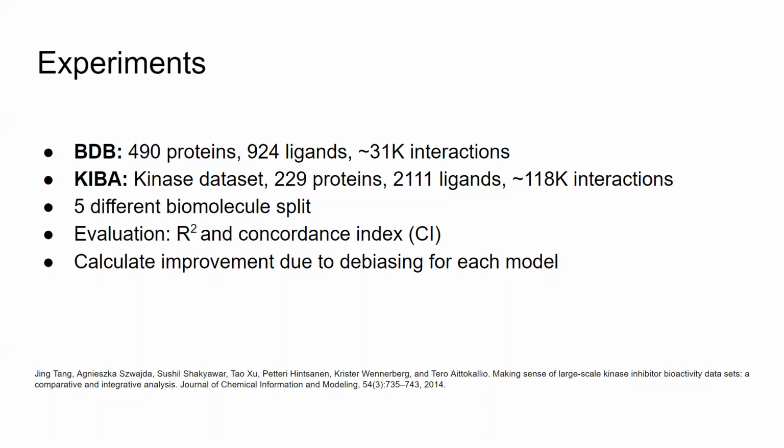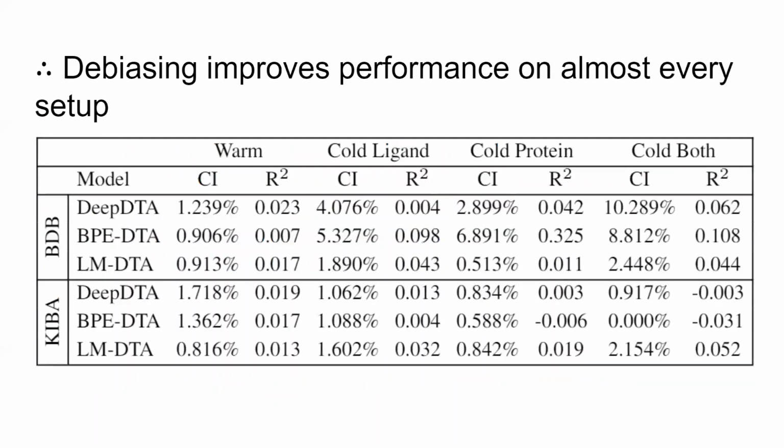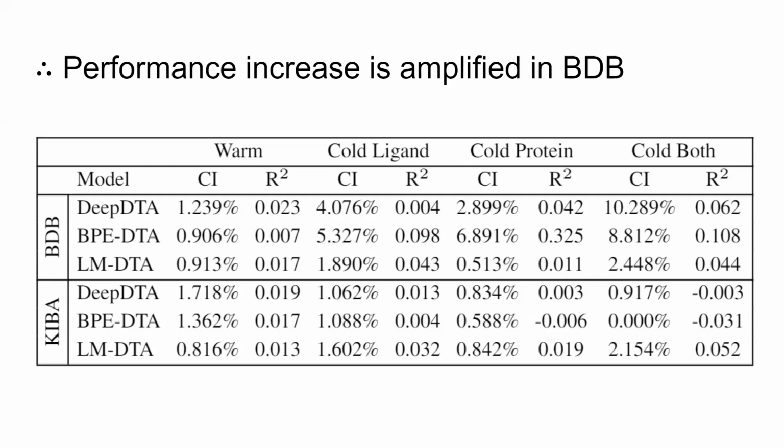We then calculate the improvement due to debiasing for each model weak learner pair. We observe that debiasing improved performance on almost every setup for all models. Noteworthy, the performance increase is not only observed on the cold test sets, but also in the warm test set, even though debiased DTA aimed to increase the performance for cold biomolecules. We also observe that the performance increase is amplified in BDB. We relate this to BDB being a more diverse dataset compared to Kiba, and thus having more challenging cold test sets for non-debiased models.